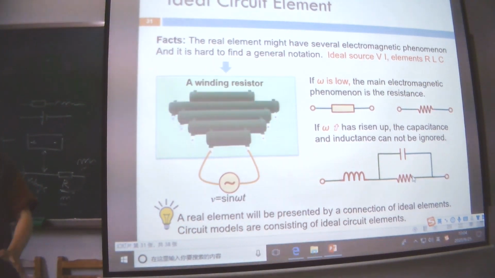So that is what I talked about before. For one thing, this one is the real one, right? But in a different case, it has a different circuit model. Understand? So a model is an ideal model for some special case. So we need to understand this.